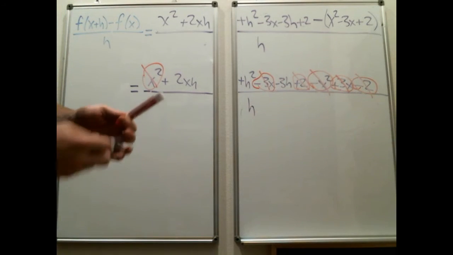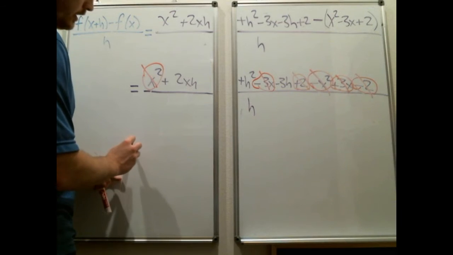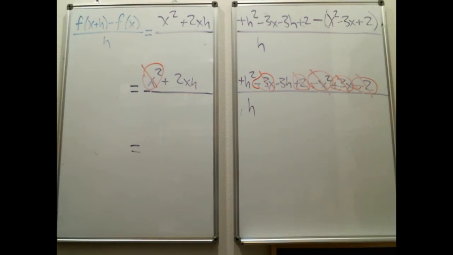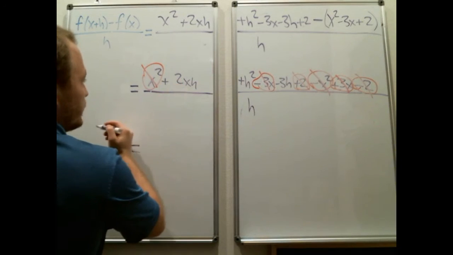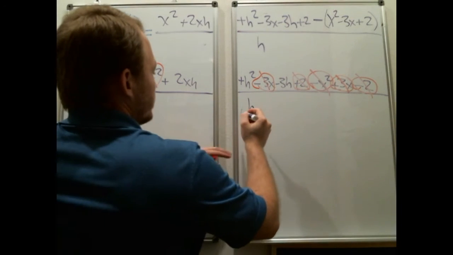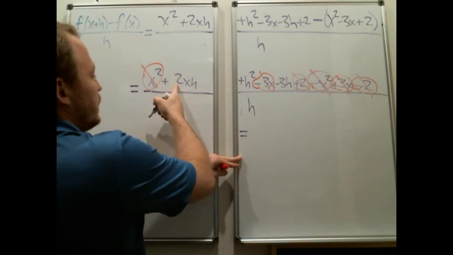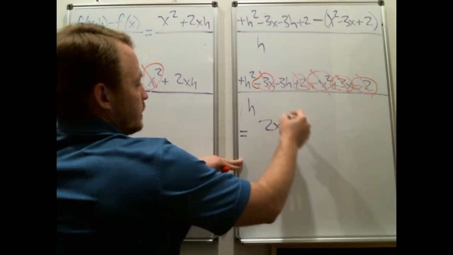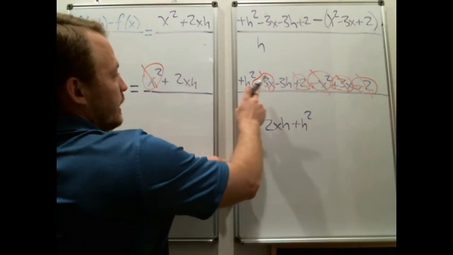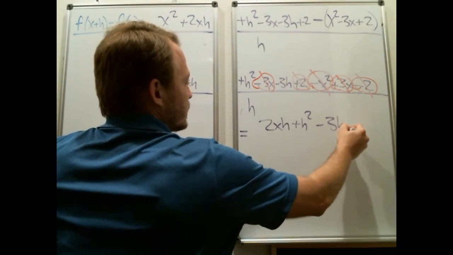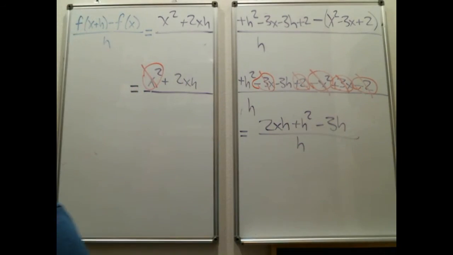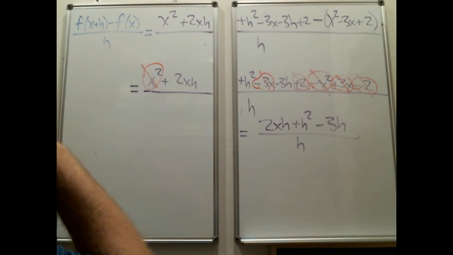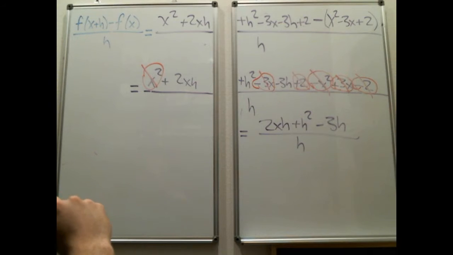And then in the next step, what you should be left with, every term in the top should have an h in it. So we're left with, and in fact, I'm going to just write it over here because it's small enough now. 2xh plus h squared. I'm losing track of myself with this gap. And then minus 3h, divided by h. Alright. So notice all the terms in the top, or the numerator, have an h in it. And that means we're still going on the right track.